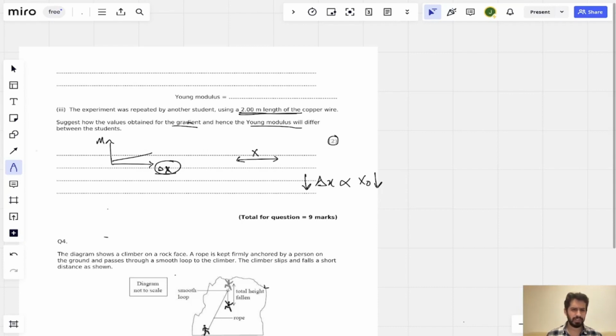And what about Young modulus? Remember the equation for Young modulus was force times the original length divided by area multiplied by the extension. So in this equation for Young modulus, you can see that you have the ratio of original length and change in length, which are both proportional to each other. So if the original length decreases, the extension will also decrease, and they will cancel the effect of each other because they are in division. So that's why the Young modulus will remain constant.